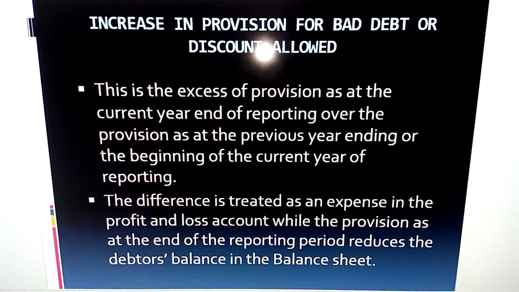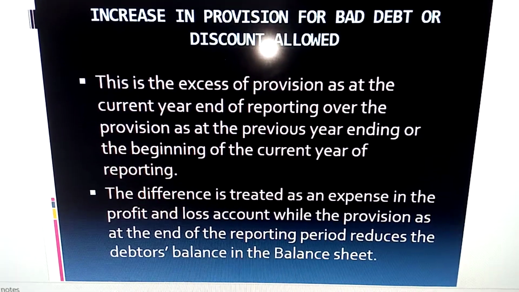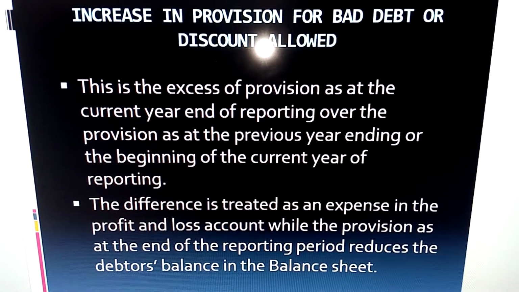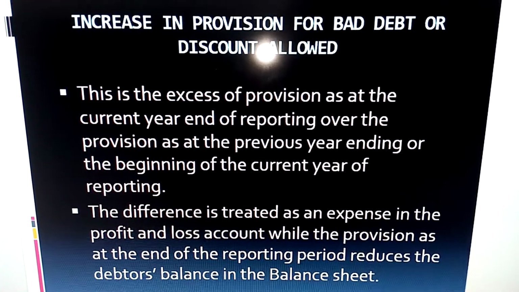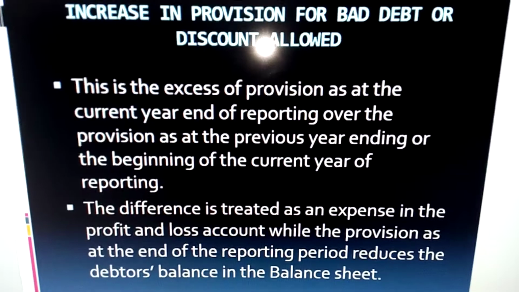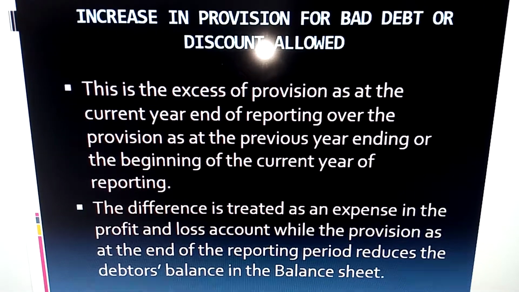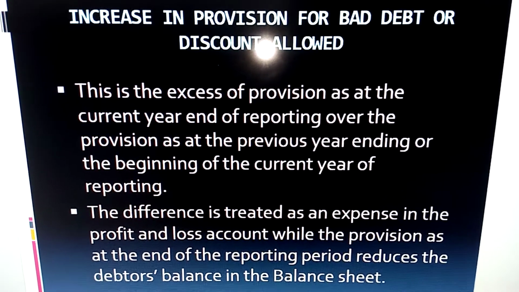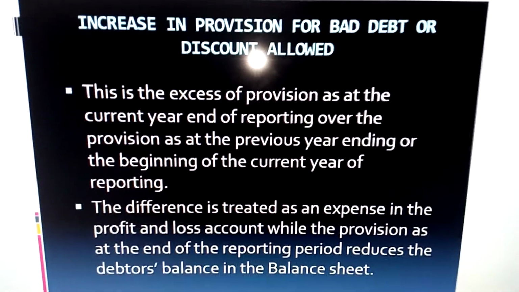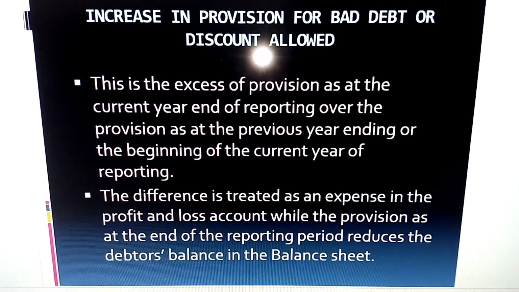Now, making provision and accounting for them is a function of increase or decrease. And for you to get to know whether it is increasing or decreasing, you compare provisions made at the end of the reporting year against the provision made at the beginning of the reporting year. I already explained that the end of a previous year is the same as the beginning of the current year. So now, increase in provision for bad debt or discount allowed: this is the excess of provision as at the current year end of reporting over provision as at the previous year end or beginning of the current year.